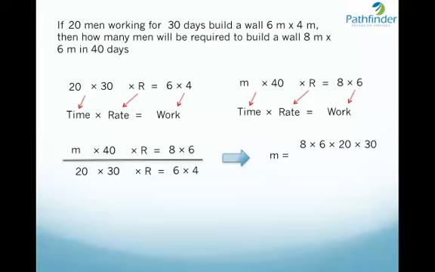Now all we need to do is just simplify. M is equal to 8 into 6 into 20 into 30 divided by 40 into 6 into 4. And on solving this further, we will get the value of M as 30 men. So we saw how we can use the work equivalence equation to solve such questions of time and work. Let us solve one more question.